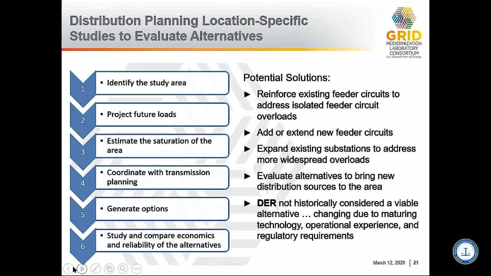Next slide. So the planning study evaluates alternatives and potential solutions. And the potential solutions could be reinforcing the existing feeders, that means upgrading the conductors, adding or extending new circuits, expanding the substation, more expensive options certainly, adding a new transformer to the substation, or evaluating alternative sources to bring into the system, such as building a whole new transformer. So the measures could go from the very basic and less expensive to more expensive solutions if the basic ones do not mitigate the risk.